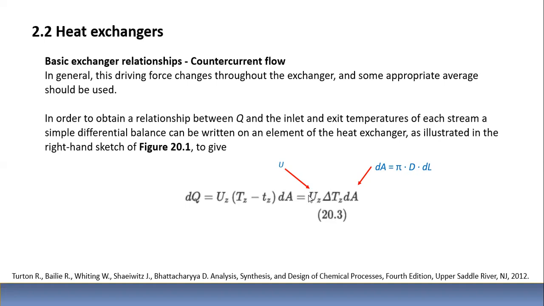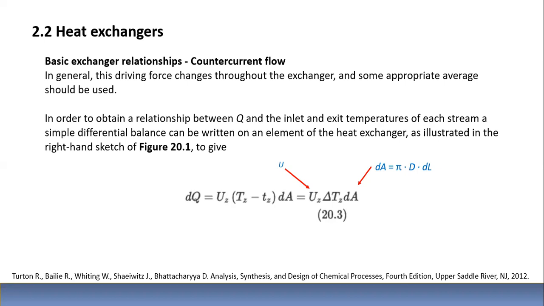But if U does not change, then you can just drop the Z and just have the U right there. And this dA represents pi times D. So the area is not pi r squared, as that would be the cross-sectional area. The area is only the wetted perimeter on the inside of the tubes. That is pi times D, the inside wetted perimeter where the flow goes through.